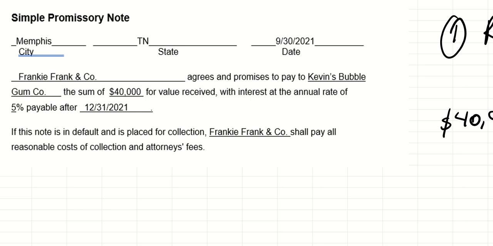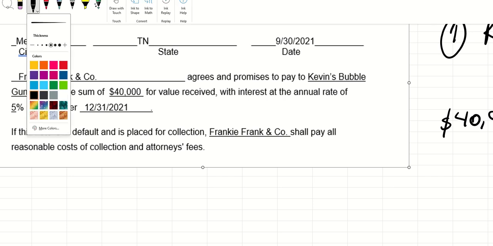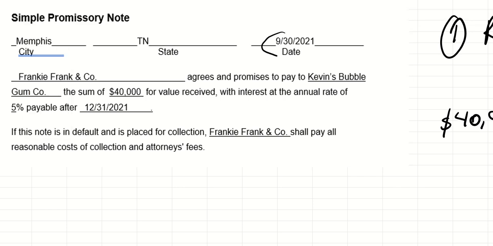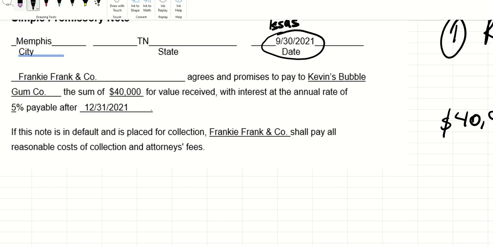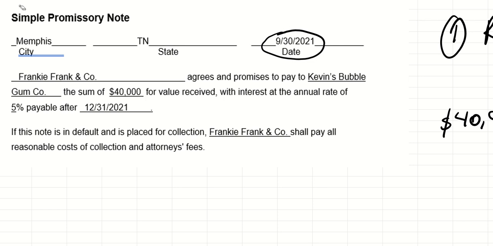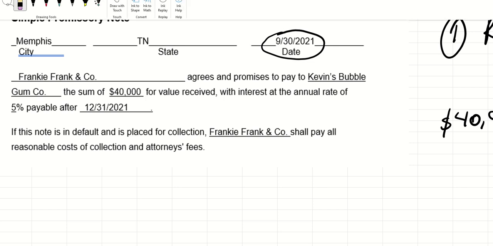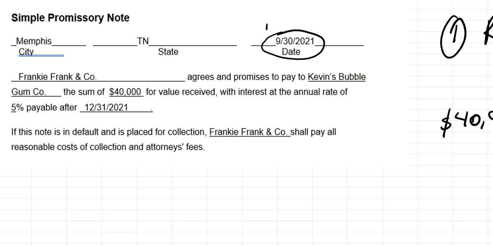September 30th, 2021 is the issuance date. So let's see if I can write on this. Yes, I should be able to write on this. Okay, so this date here is the issuance date. Oh, well, I can write on here, but I can't spell. What is going on here? All right. Issuance date. So this is when the note was issued.